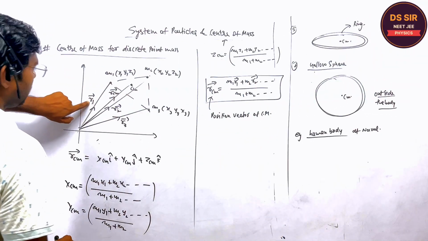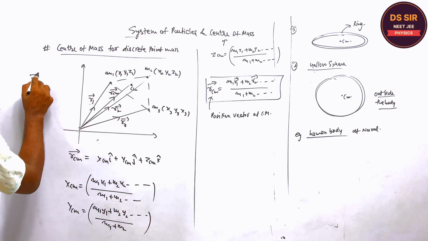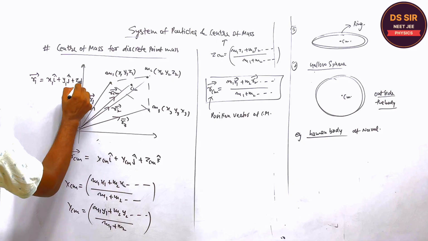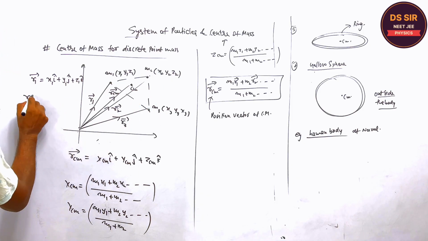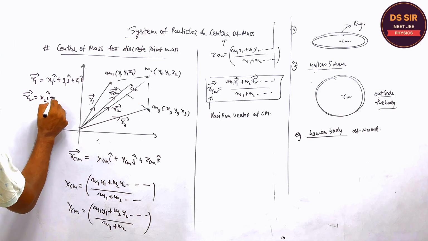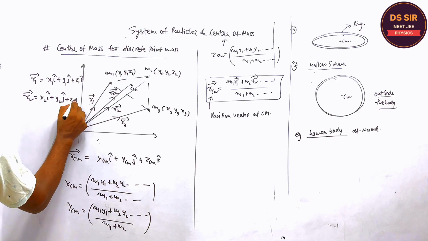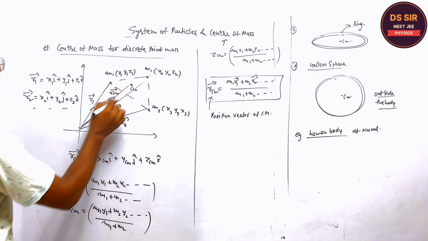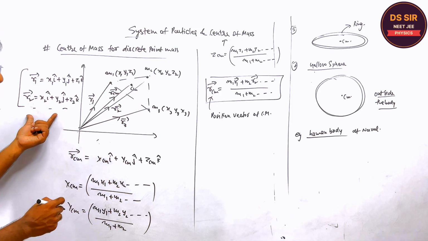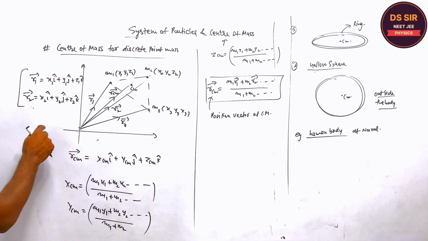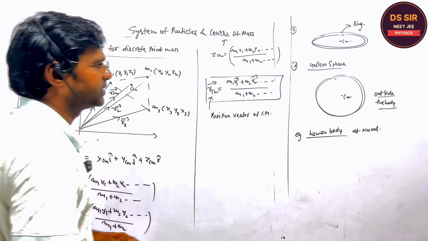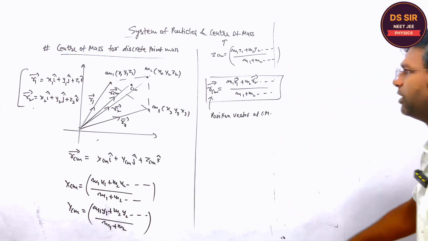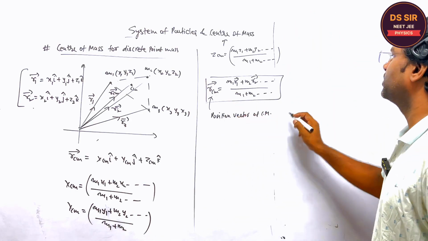Listen, one thing: sometimes r1 is given as x1 i cap, y1 j cap, z1 k cap. The r2 vector may be given as x2 i cap, y2 j cap, z2 k cap and so on. Or sometimes they will give just the coordinates, or they may write the position vector in terms of the x, y, z coordinates of the point masses. Is it clear? Copy this. So this is the formula, right? And we can find the position vector of the center of mass.